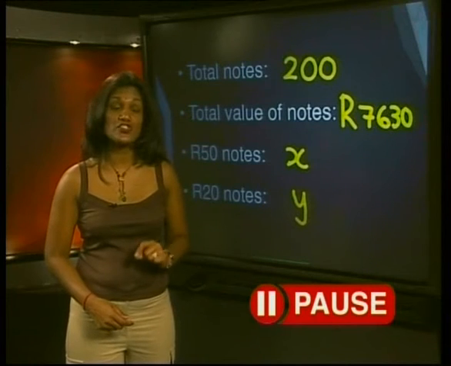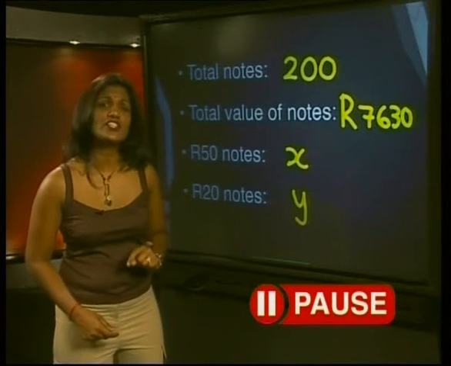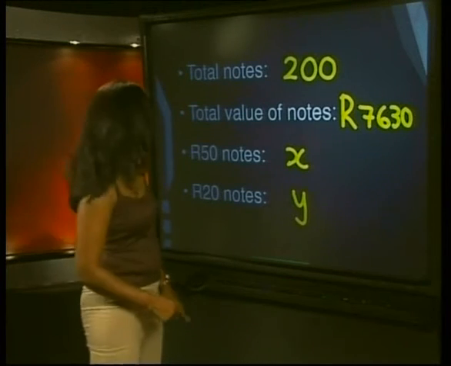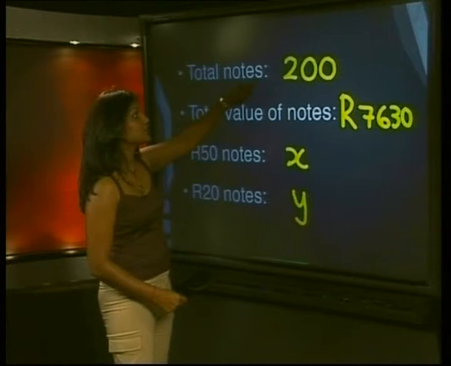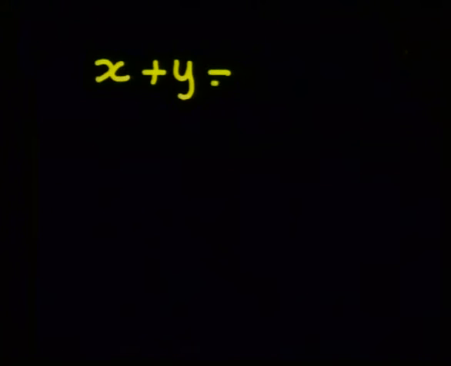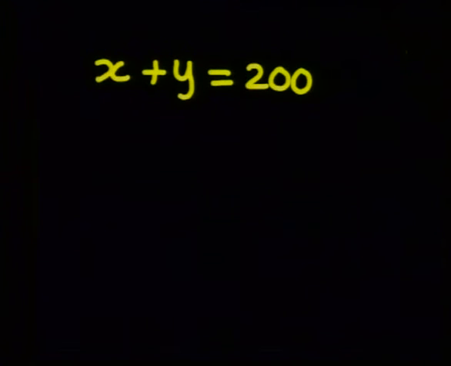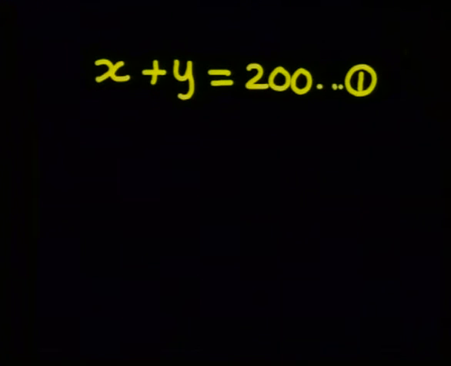Can you write an equation using this information? Have another look at everything we know. The number of 50 Rand notes plus the number of 20 Rand notes is equal to 200. So we write this as X plus Y is equal to 200. And we'll call this equation 1.